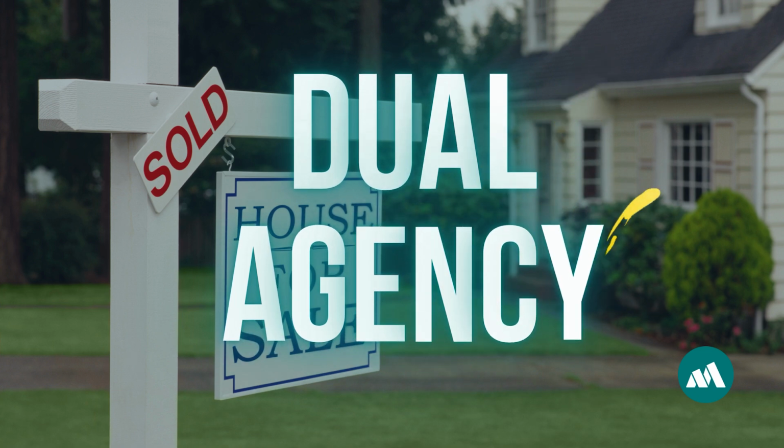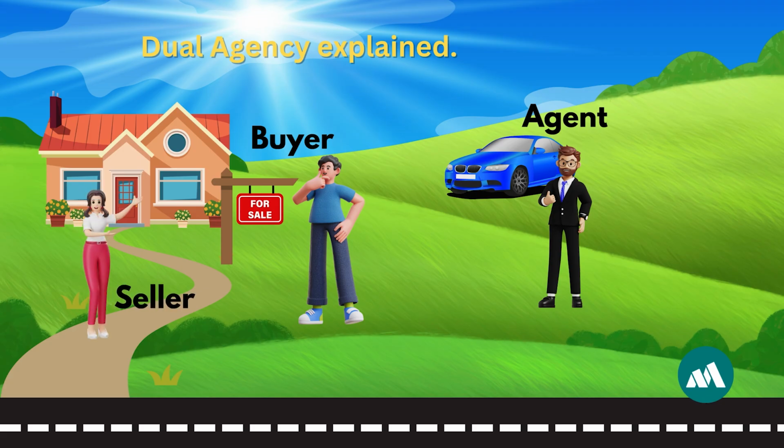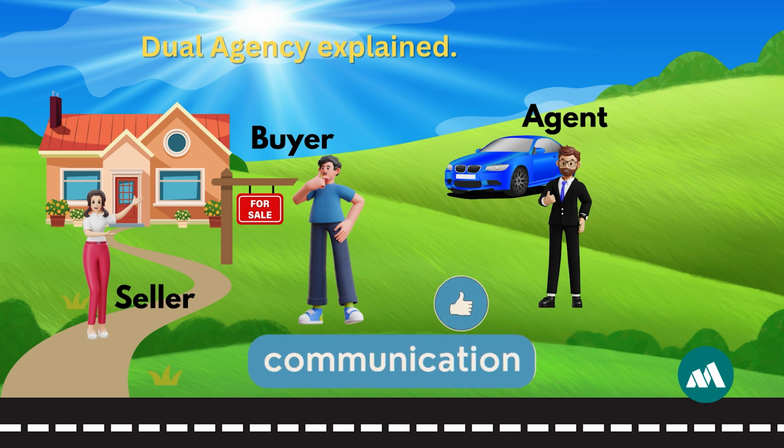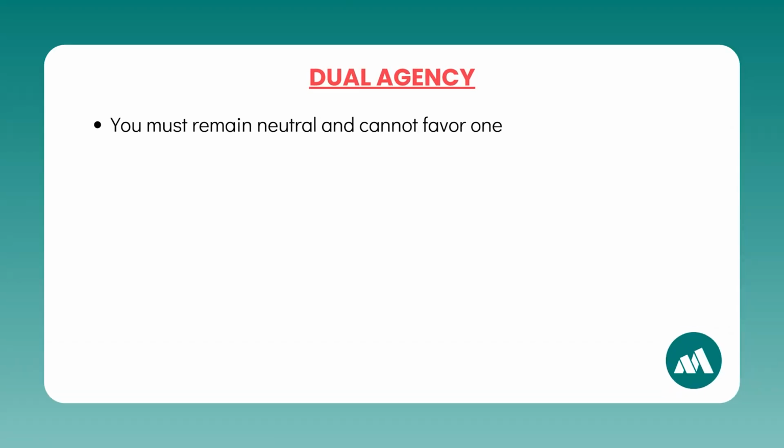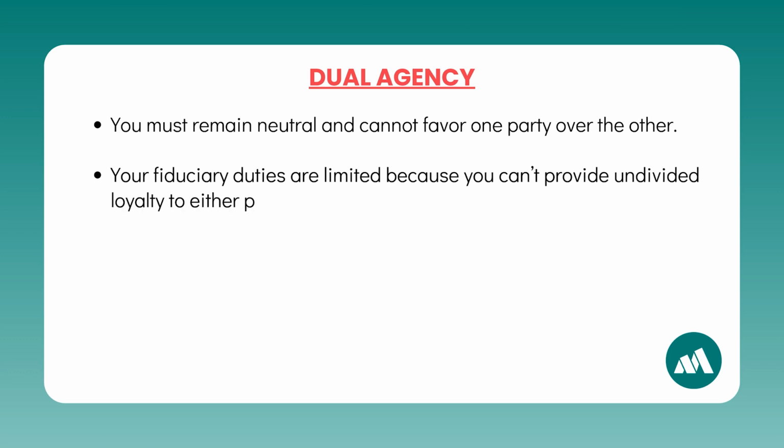Now, dual agency occurs when you represent both the buyer and the seller in the same transaction. While this can streamline communication and make the process more efficient, it's also a situation that requires careful handling due to the potential for conflicts of interest. As a dual agent, you must remain neutral and cannot favor one party over the other. Your fiduciary duties are limited because you cannot provide undivided loyalty to either party.